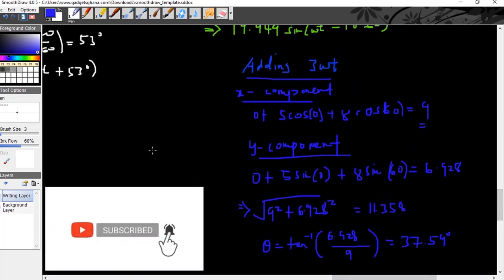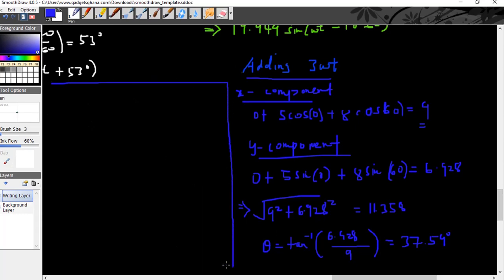Okay, so right, let's see how we rewrite this. So now our sinusoidal quantity for the second portion of the calculation will be 11.358 sine of 3, let's say WT, and then plus 37.59. Okay, so now this is how you find your I4.